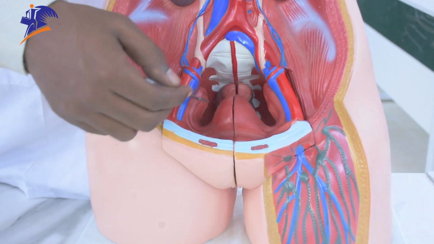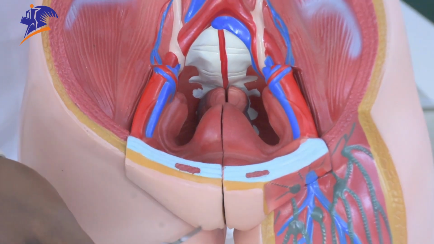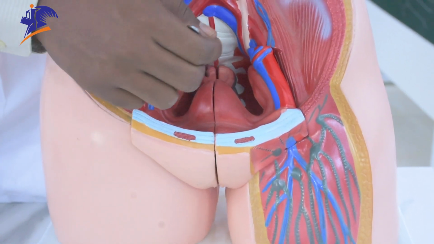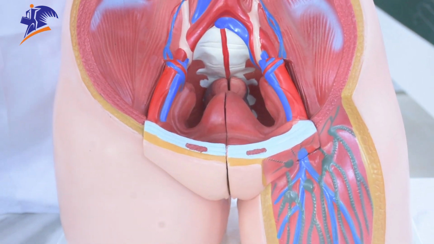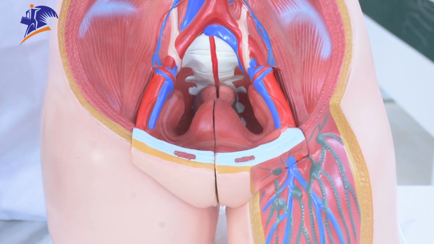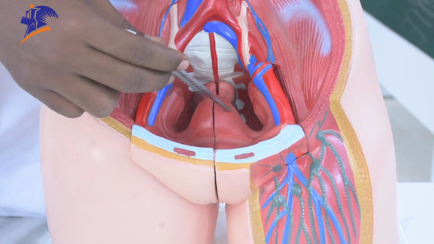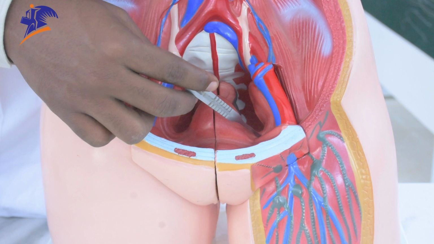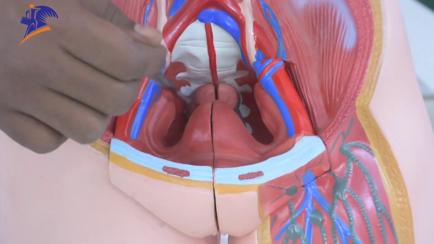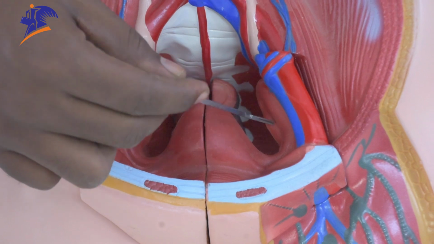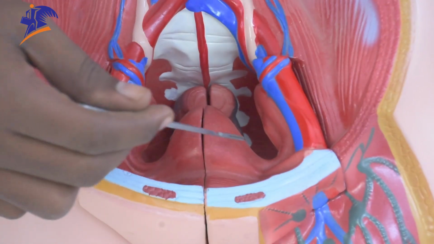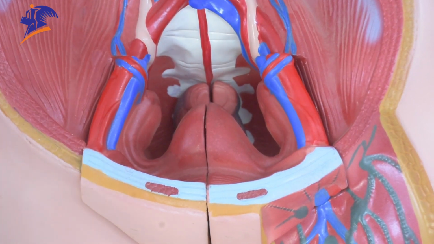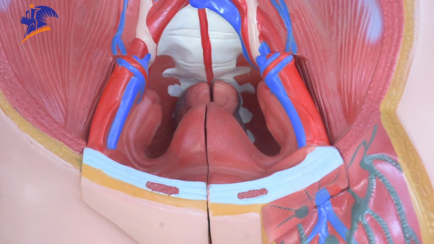In these female mannequins, we will find the external genitalia of the female, and inside the pelvis we will find the internal genital organs of the female. This part represents the uterus, this area is the left and right fallopian tubes, and this area represents the ovaries. The uterus, fallopian tubes, and two ovaries represent the internal genitalia of the female.